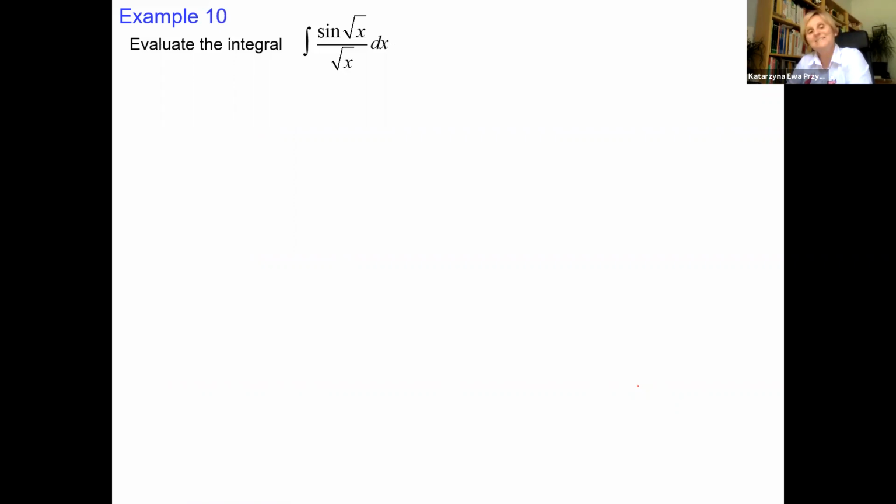Oh, let's try this one. Sine of the square root of x over square root of x.